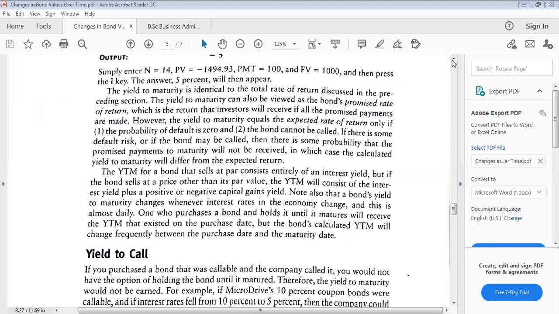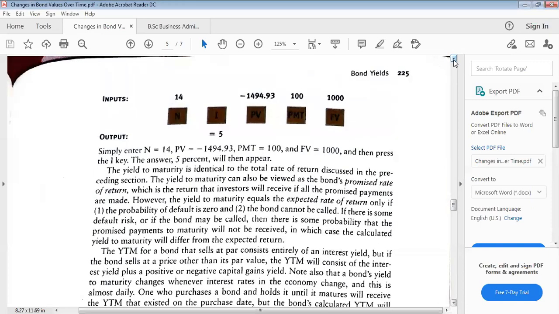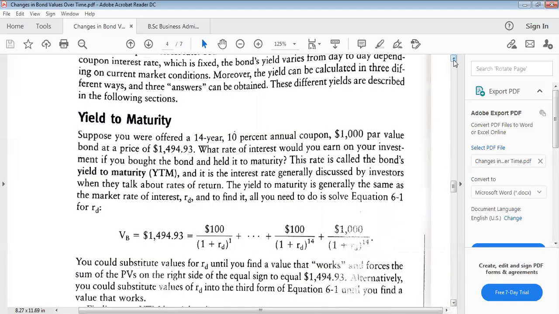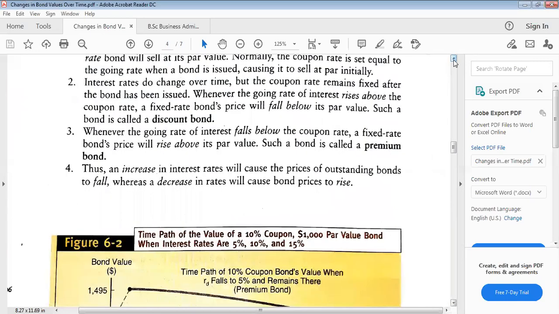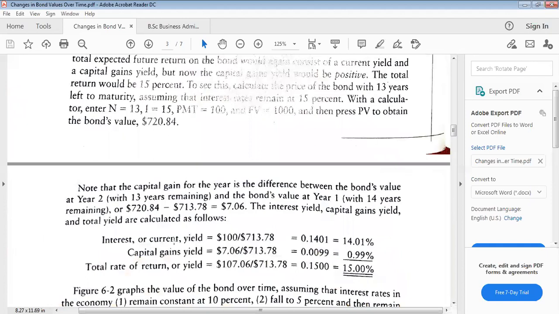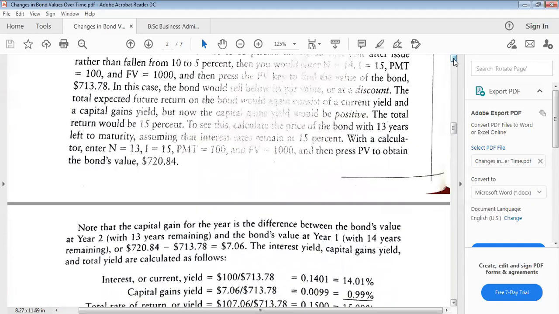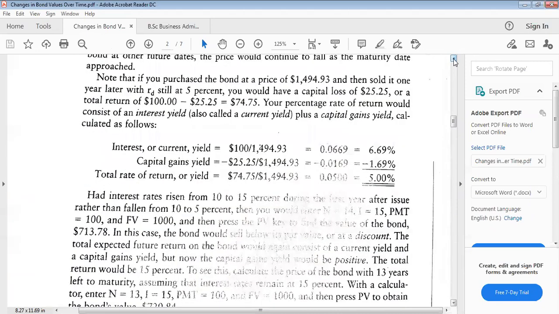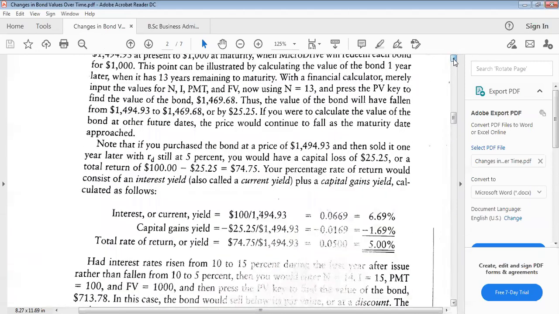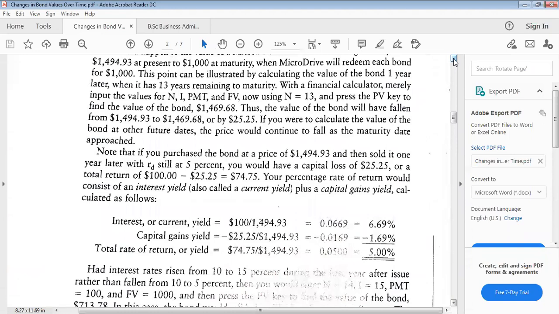So remember, to calculate the interest yield, it would have been the coupon divided by the what? The price. So if the bond was sold at par, you would simplify 100 by 1,000. I would end up with what? 10%, right?